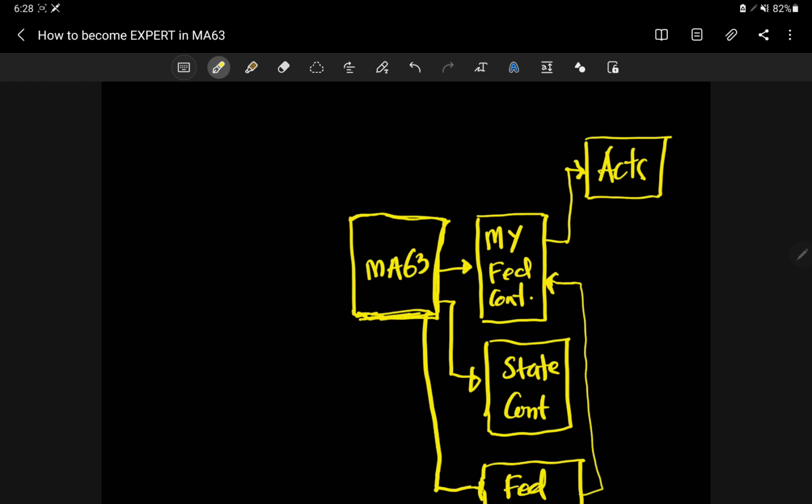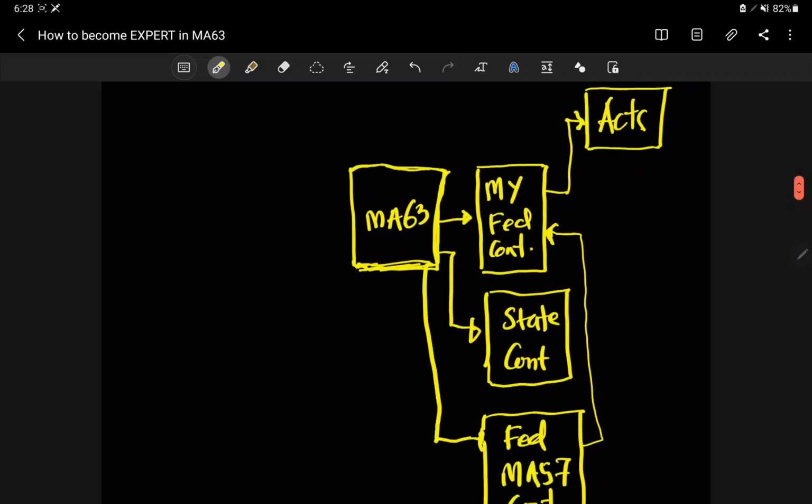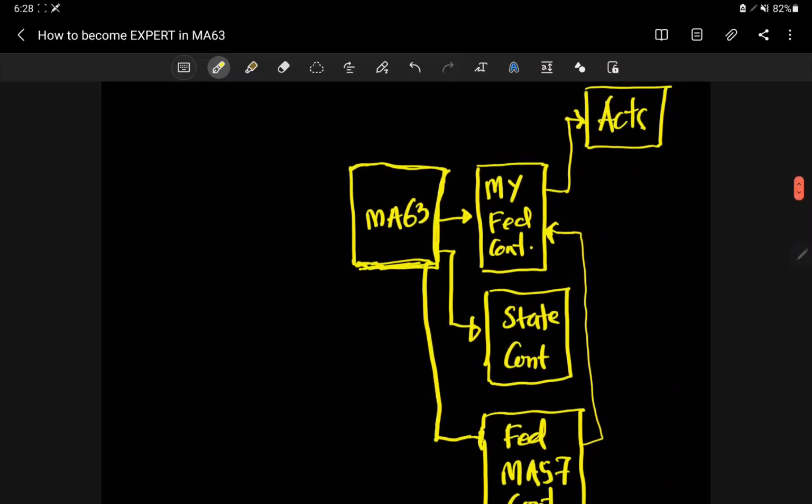If there is some problem with that Act of Parliament, or if some provision in the Federal Constitution has been amended, for example Article 1, and it is not consistent with the Malaysia Agreement 1963, then there is something wrong with the Federal Constitution. So this is some of the framework that you can use to understand how you can become an expert in the Malaysia Agreement 1963.